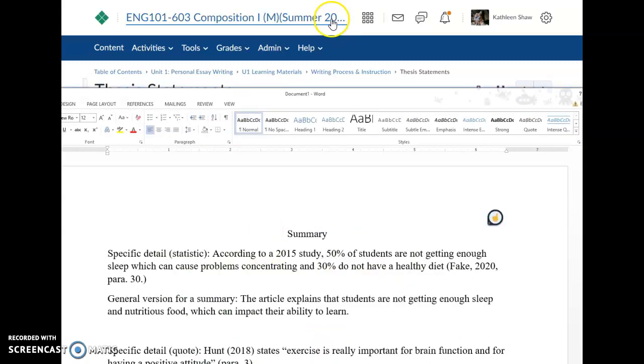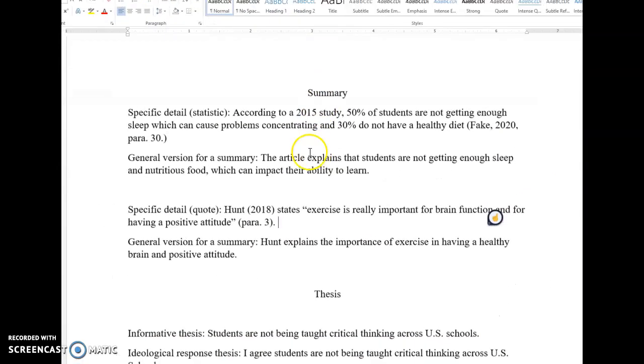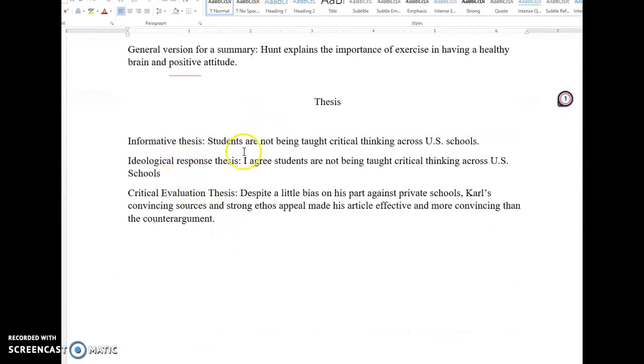So I'm noticing with a lot of thesis statements that I see a lot of informative thesis statements. I see some ideological response thesis statements. That is not the thesis statement that you want to be including in this paper. In this paper, you are answering the question, is this article effective or not, based on all of the work that you did in the planner.